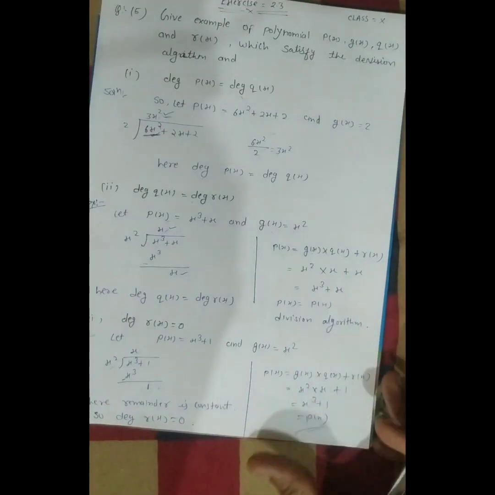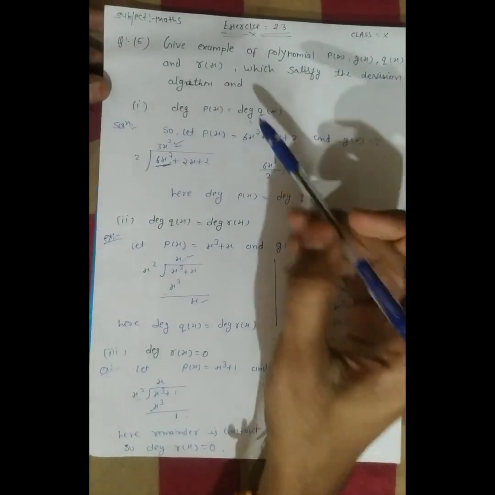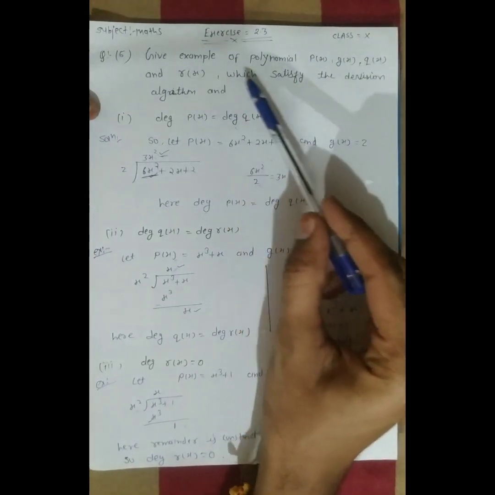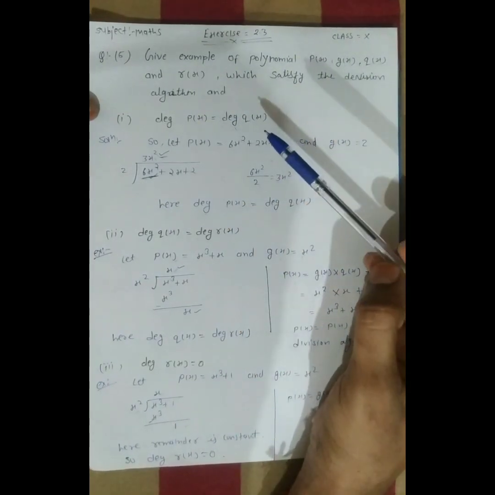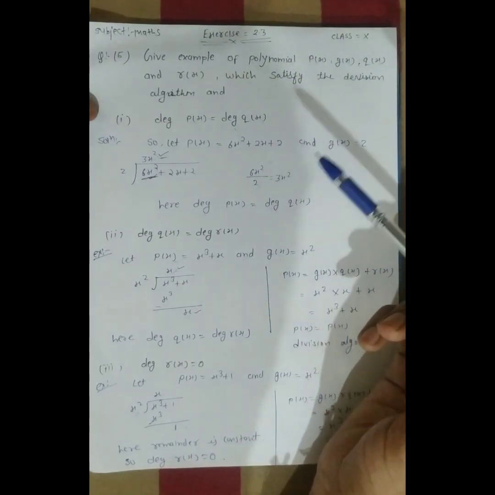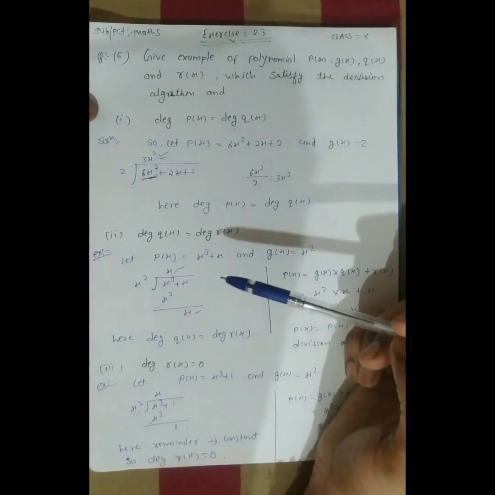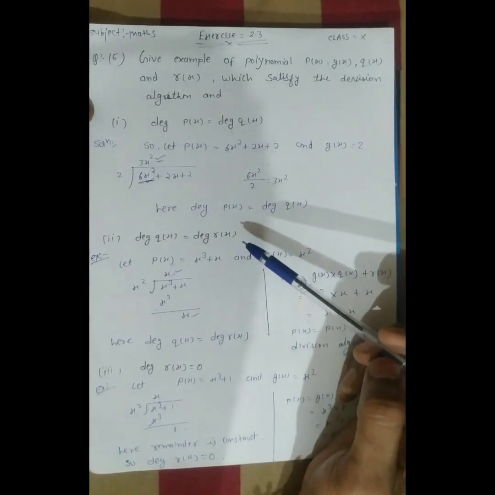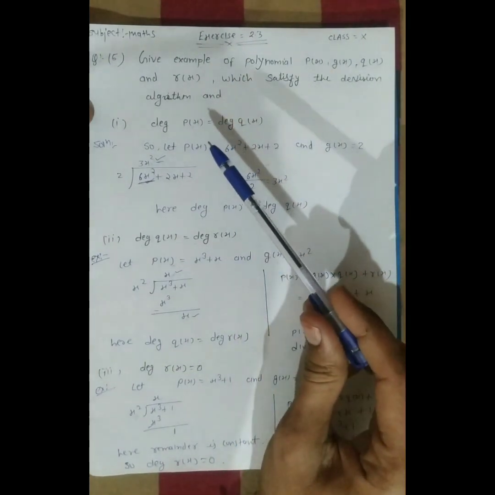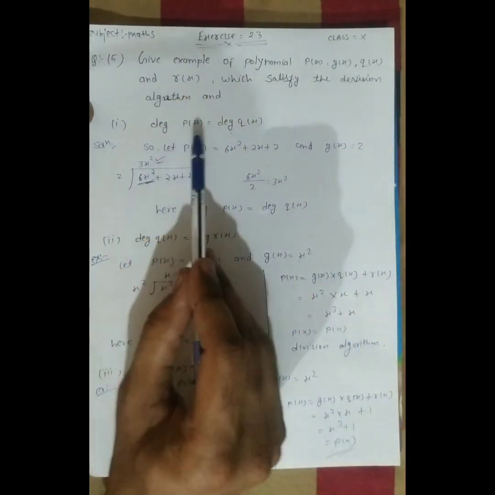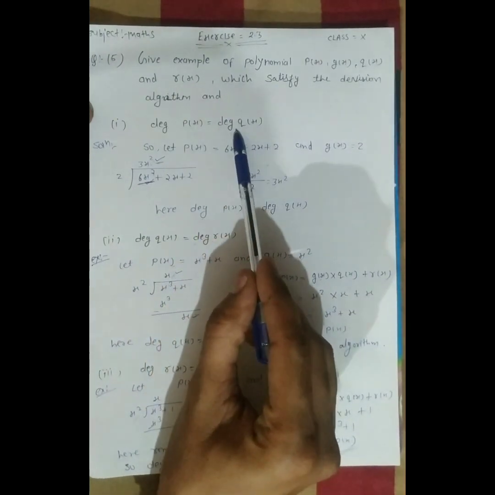Now your question number 5 is: give examples of polynomials p of x, g of x, q of x and r of x which satisfy the division algorithm. आपको ऐसे एग्जाम्पल देना है जिसमें आपका p of x, g of x, q of x and r of x सेटिस्फाई करे डिवीजन एल्गोरिथम को इन सम कंडीशन. पहली कंडीशन, degree of p of x is equal to degree of q of x. इसका मतलब आपको ऐसा पॉलिनोमियल का एग्जांपल देना है जिसमें degree of p of x, degree of q of x के इक्वल हो. तो अपन यहाँ अपने मन से कुछ भी लेट कर सकते हैं.